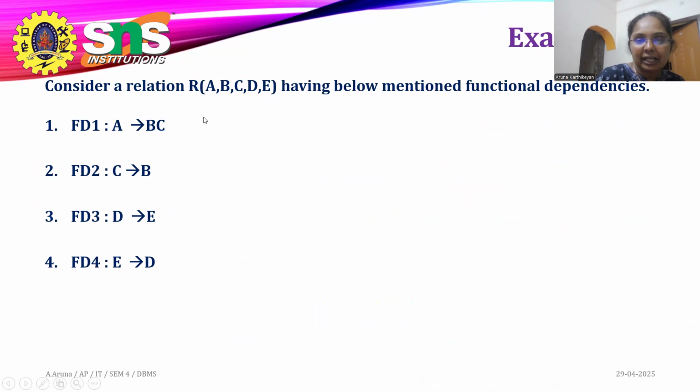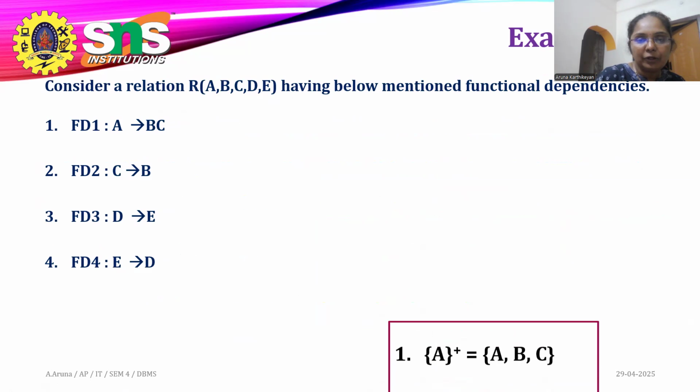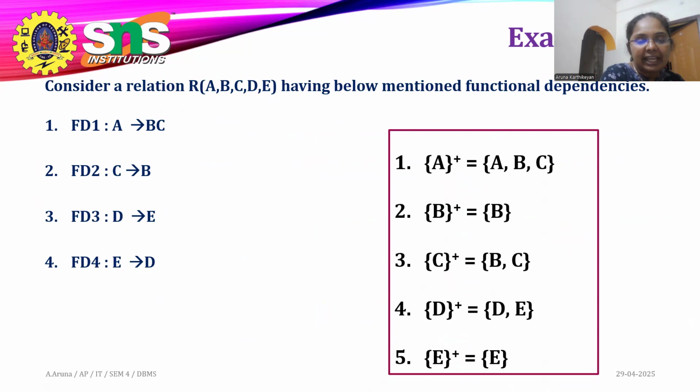Now I am going to take the closures. If I take the A closure, what happens? Through A, I have to write A as it is over here. Through A, I can identify B, C. Through C, I can identify B, which is already available. So nothing more can be identified by using the closure. Next, I'm going to calculate the B closure. Through B, nothing can be identified.